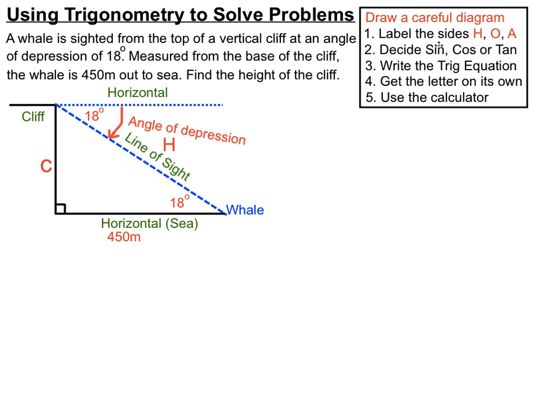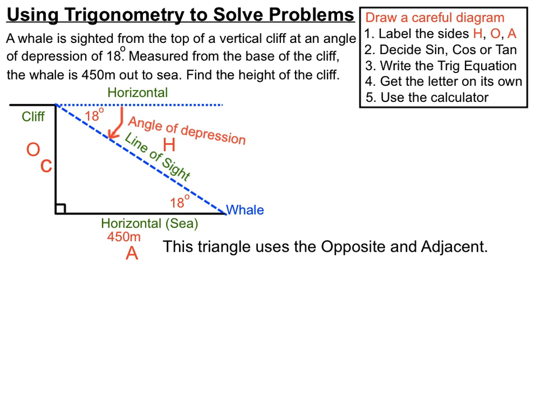Okay, so we'll start labeling our sides. The hypotenuse is over there, the longest side of the right angle triangle we're dealing with. The side that's opposite the angle is over there where the C is, and the adjacent side has to be the other one. Okay, which sides are we dealing with here? We've got an opposite side and an adjacent side we're working with in this question.